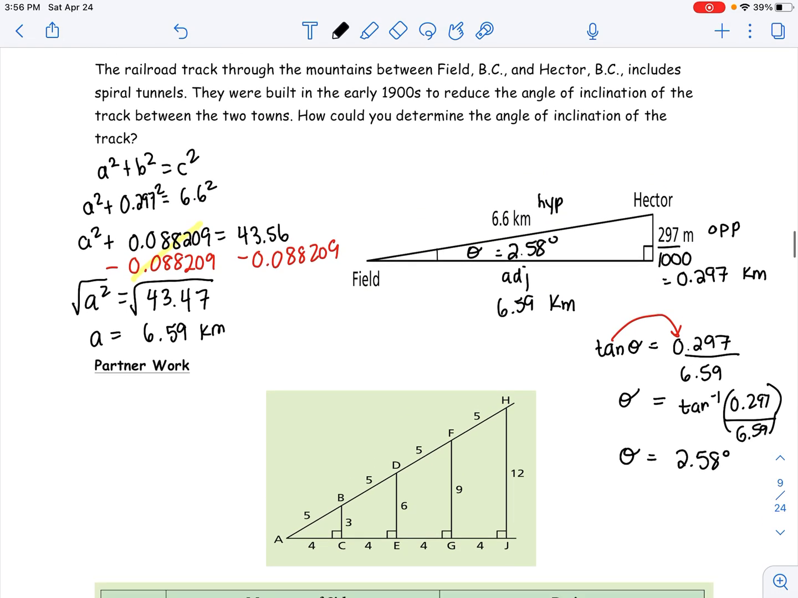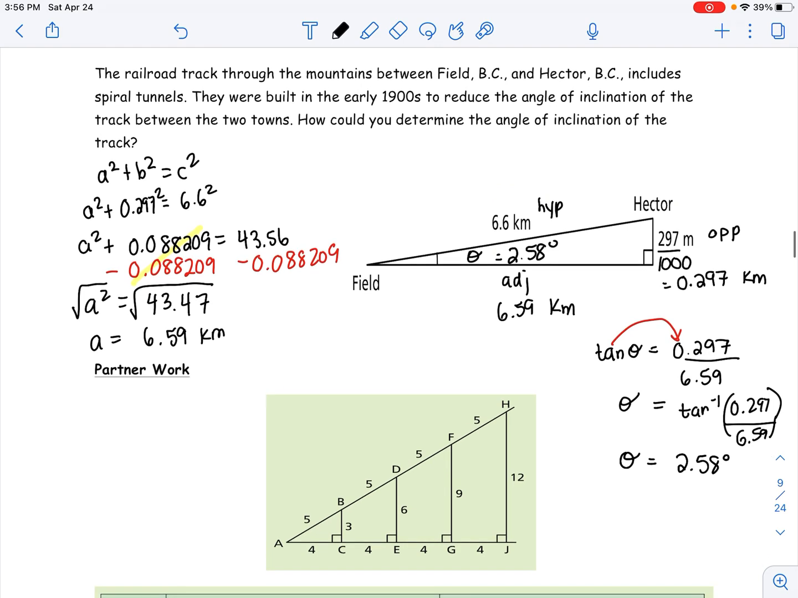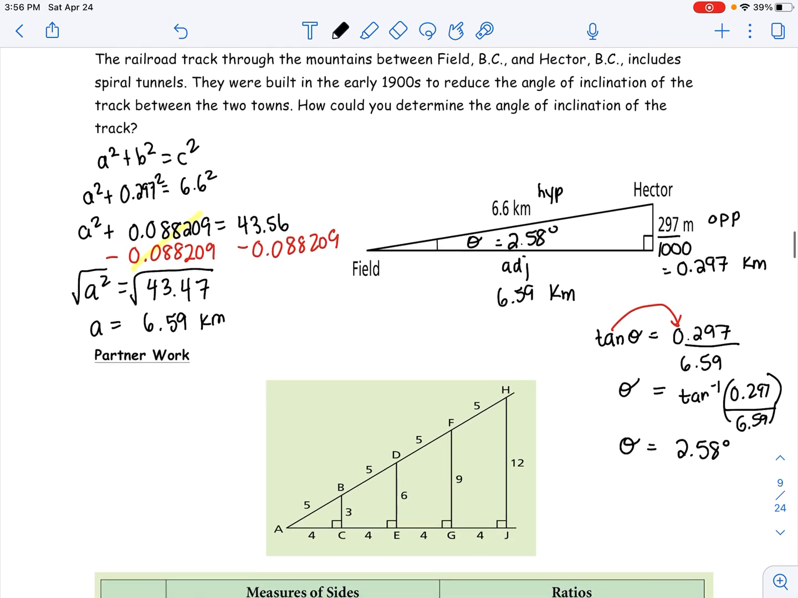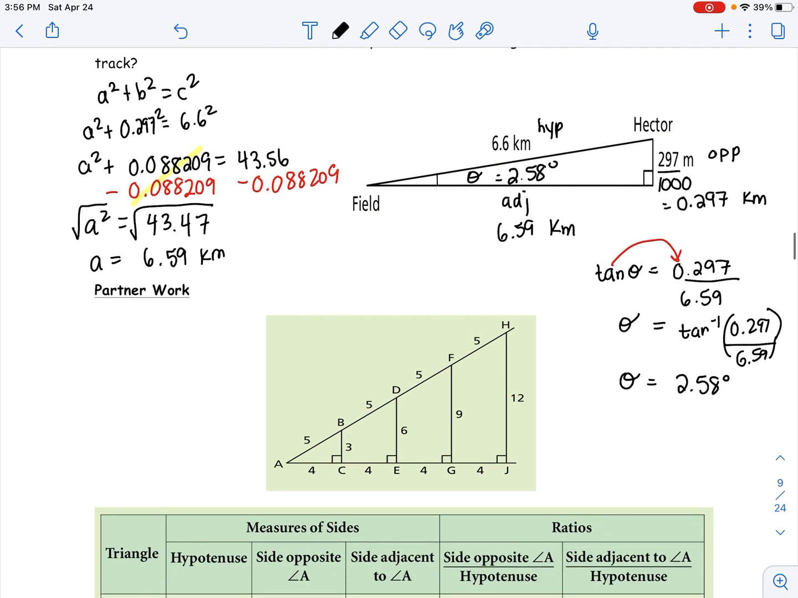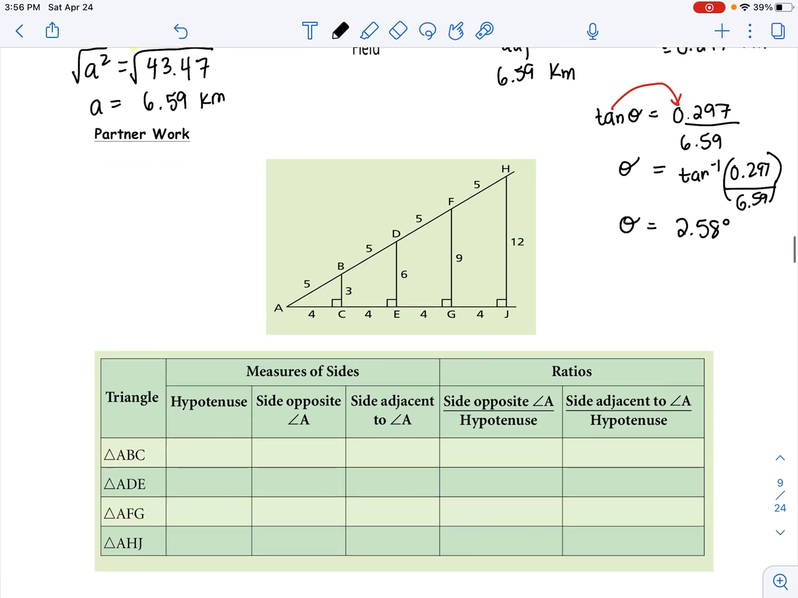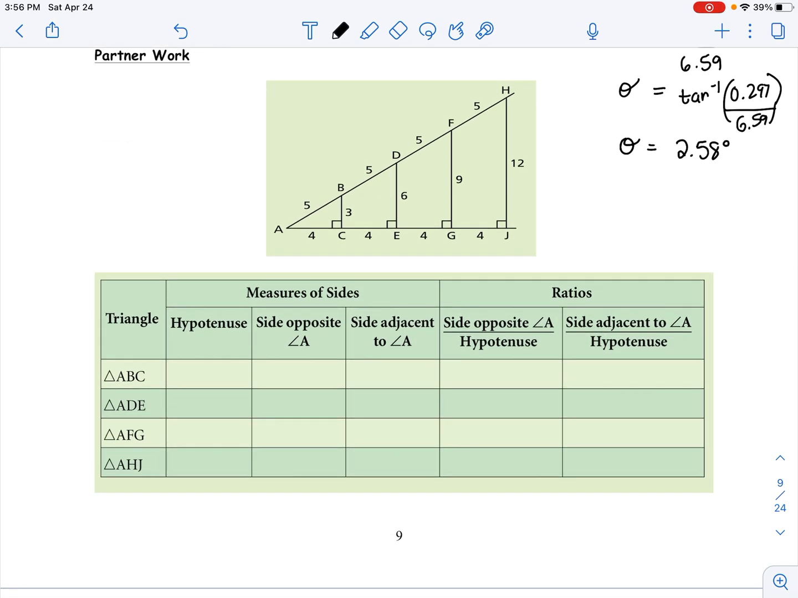Okay, so that's our first kind of thing, but as you can see, it was a lot of work. This first one was a lot of work because we didn't have the adjacent side, and when we don't have that, we have to do a lot more work. So I'm going to show you how to save time with this lesson.